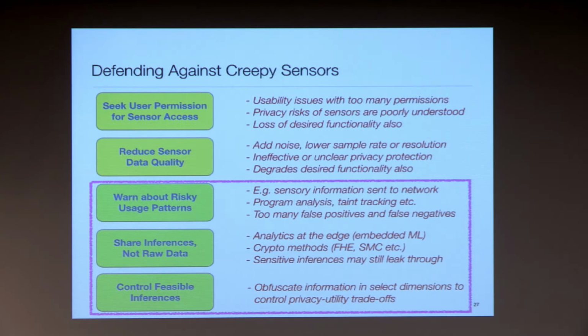So when it comes to defending against these things, of course, seeking user permission and reducing sensor data quality are two standard techniques. An additional thing is to warn about risky usage patterns. A challenge with these sensors is their risks are very hard to understand and hard to articulate, and therefore exposing them to users in an understandable fashion is important. So instead of simply saying we are collecting accelerometer and gyrometer data, I think you need to go a step further and say what kind of inferences are known to be possible. Otherwise, I think most non-computer scientists would have a hard time understanding what risks they are undertaking by agreeing to this.